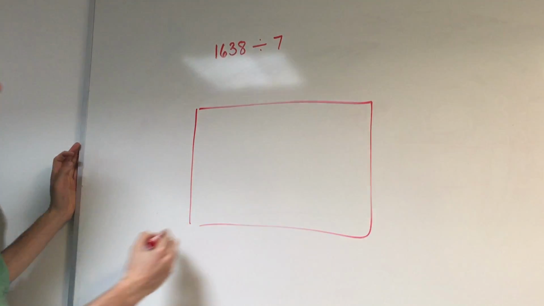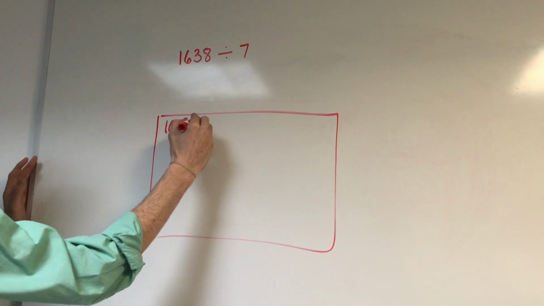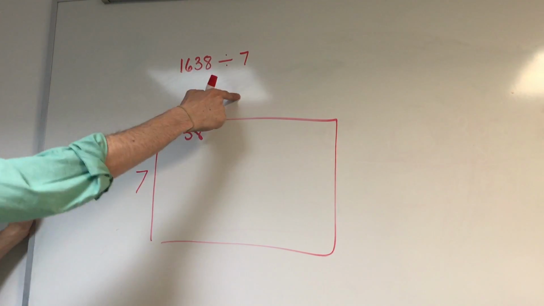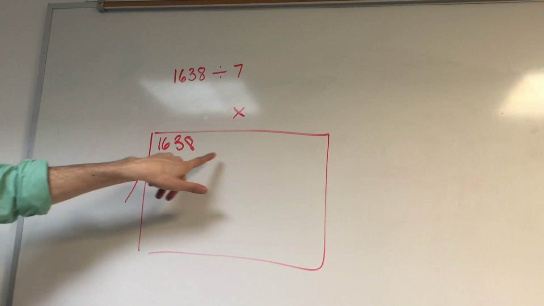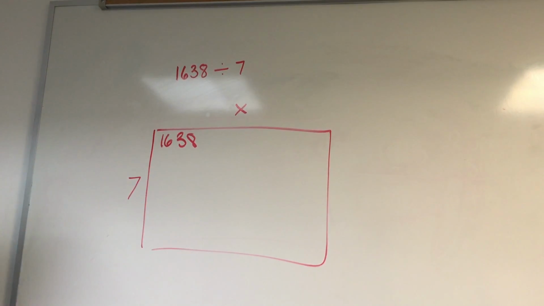So we know when we figure out area, we do length times width. So I'm going to put 1,638 because I know my total area. I know one side is 7. I'm trying to figure out my missing side, which is essentially x. So 7 times x equals 1,638. I'm going to show my work here.